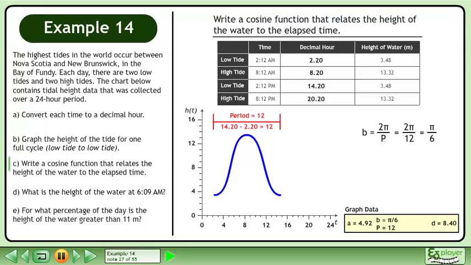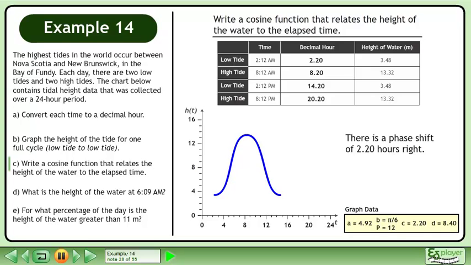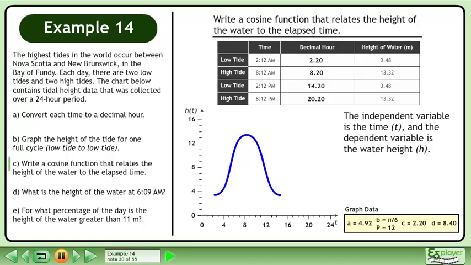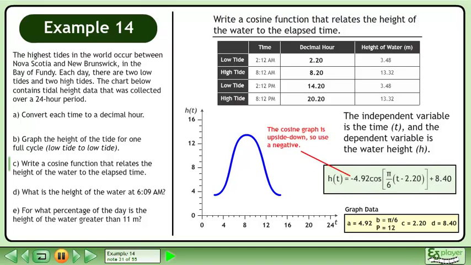The b value is pi over 6. There is a phase shift of 2.20 hours right. Plug the parameters into the general cosine formula, y equals a cos b (theta minus c) plus d. The independent variable is the time t, and the dependent variable is the water height h. The function is h(t) equals negative 4.92 cos(pi over 6 times (t minus 2.20)) plus 8.40. The cosine graph is upside down, so use a negative.